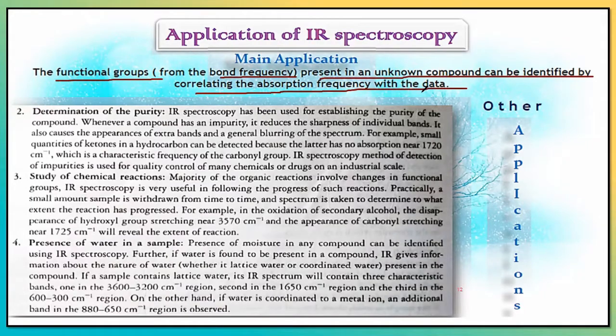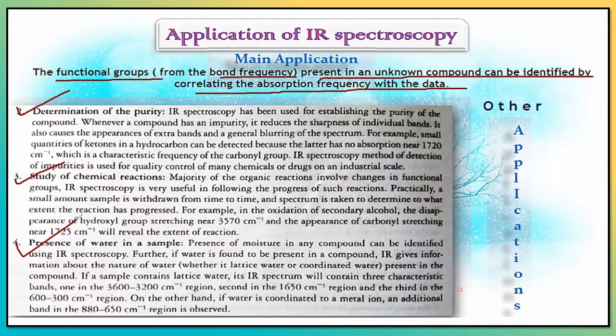So, what are the applications? The main application is the detection of functional groups. That is the main application of IR spectra. Some other applications are to find out the purity of a sample, to study chemical reactions, and to detect the presence of water in a given sample. These are some of the things we can easily find out from IR spectra.